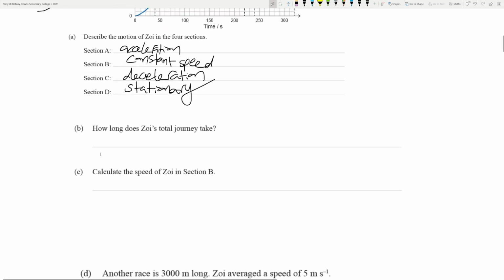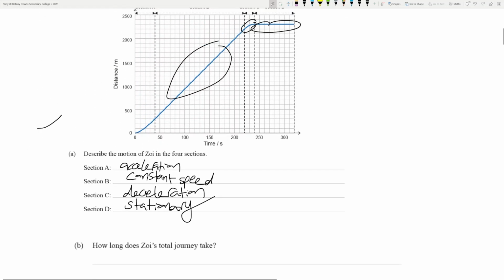Okay, so stationary. And how long did the journey take? You just literally look at the graph. Zoe ran, and I think it's up to here that she stopped moving. So this is 240. Okay, so 240 meters. At 240 meters she has stopped, and that's her total distance covered.